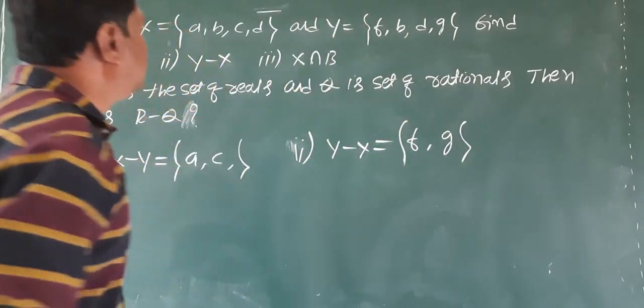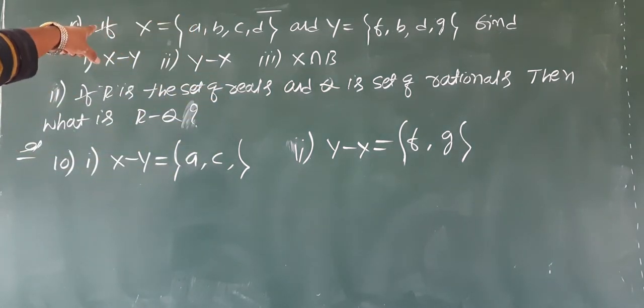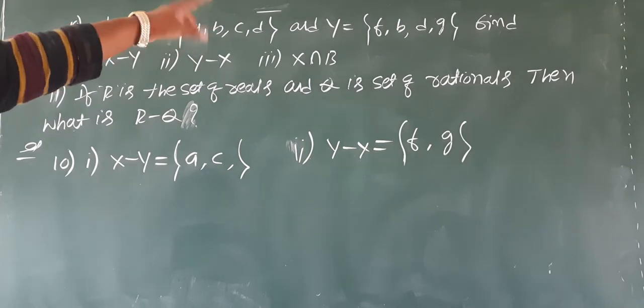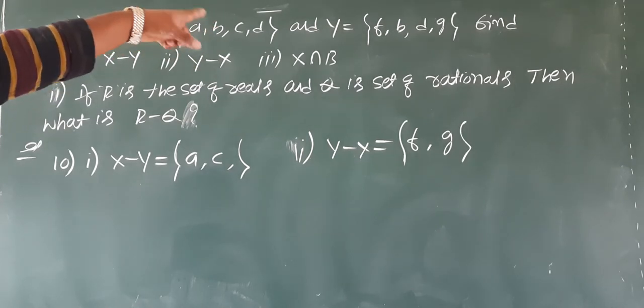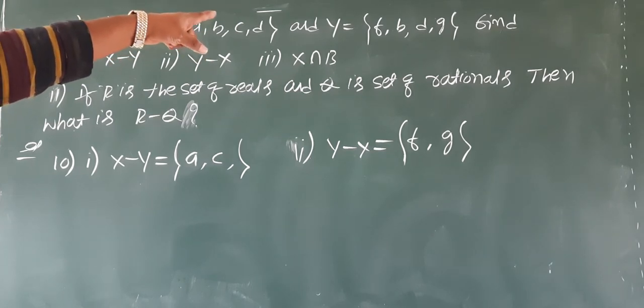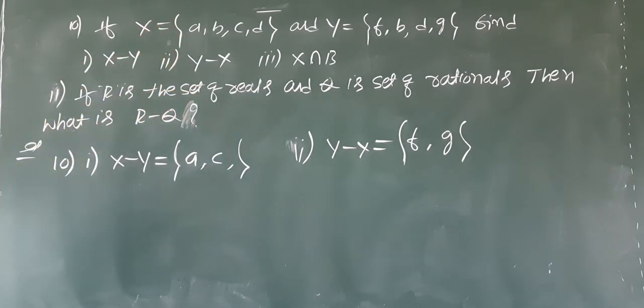Y minus X: F is from Y and not there in X. Correct. B is there in both, a common element. D is common, it is there both in Y and X. G is in Y but not in X. Correct. So next, the intersection.